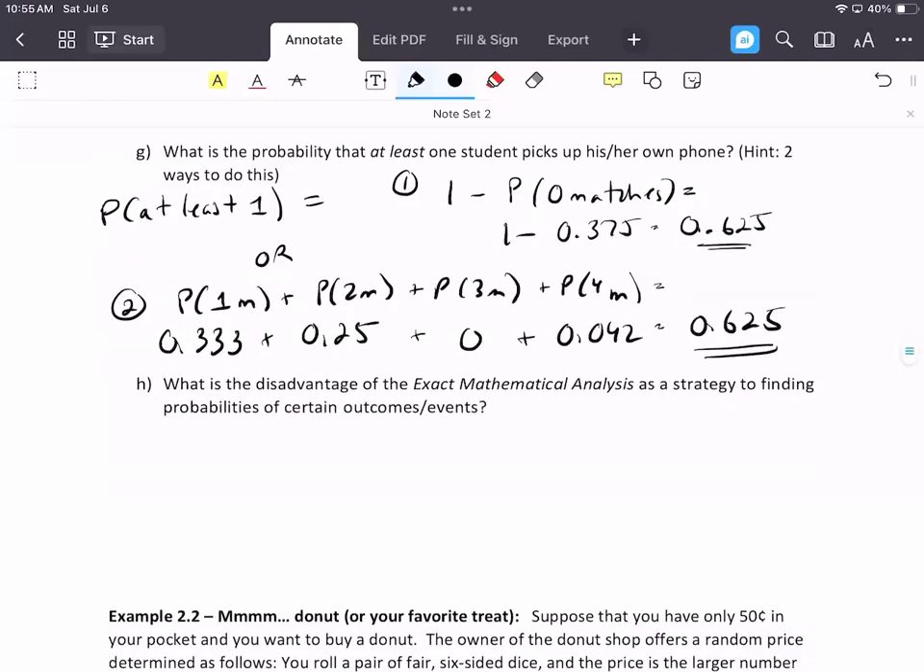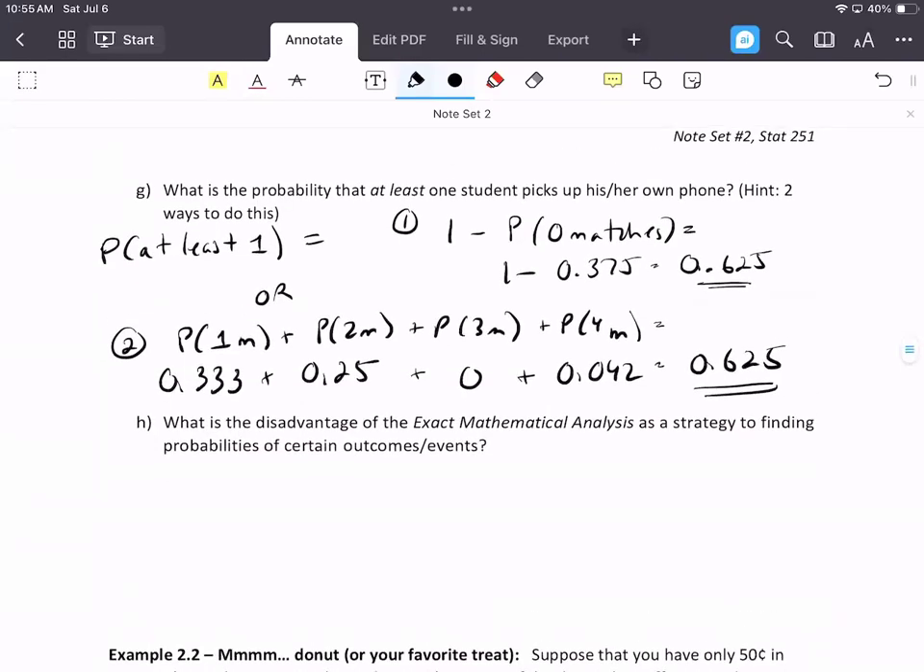The next example, 2.2, I'd like you to work on your own, and I will have the solution posted in the end Canvas.